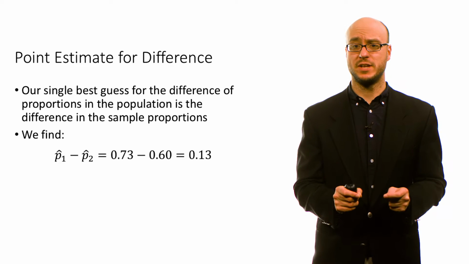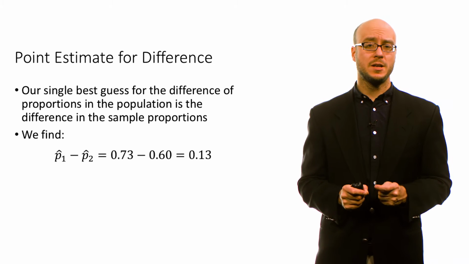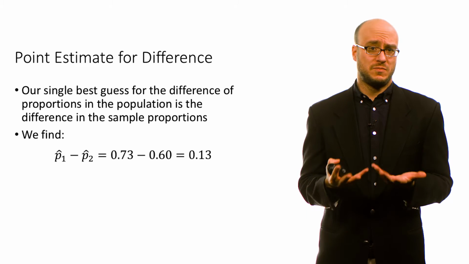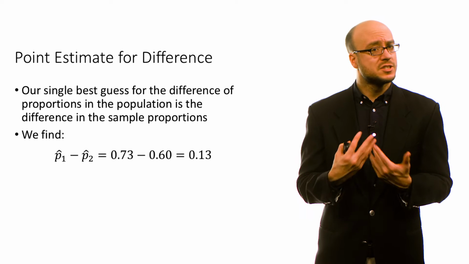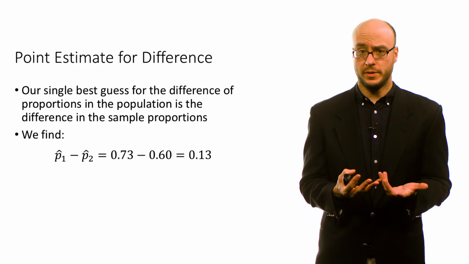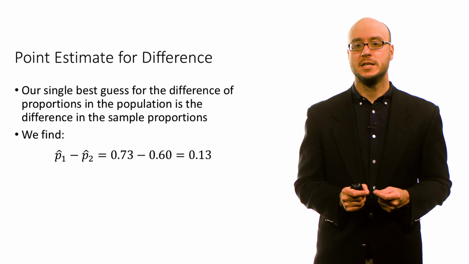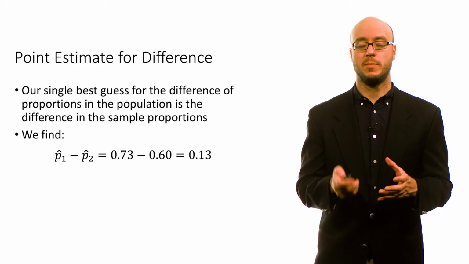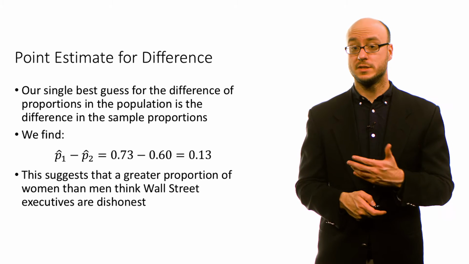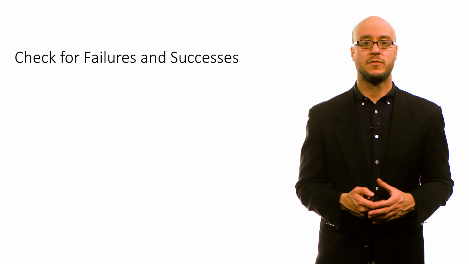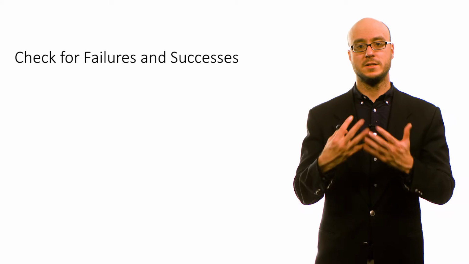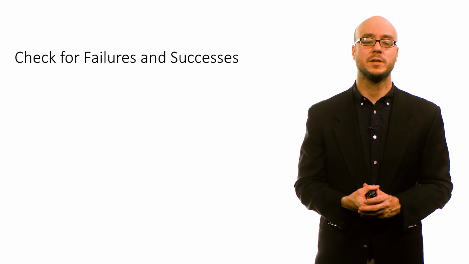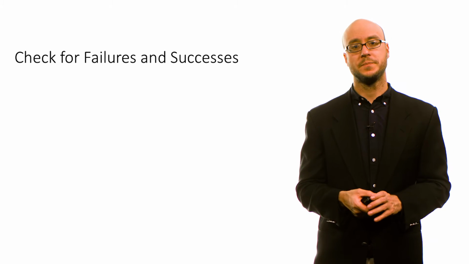But this is just a sample of data. It's a random sample of data, and we don't actually observe the population. Maybe this is just due to random sampling variability. So what we want to do is test a claim about the population. This is suggestive, but it's not a formal hypothesis test. So we want to conduct a test for the difference in population proportions between men and women.